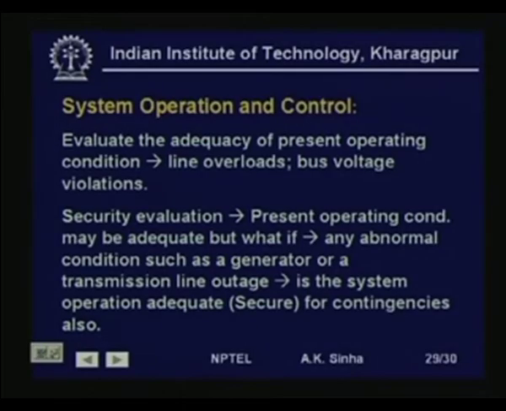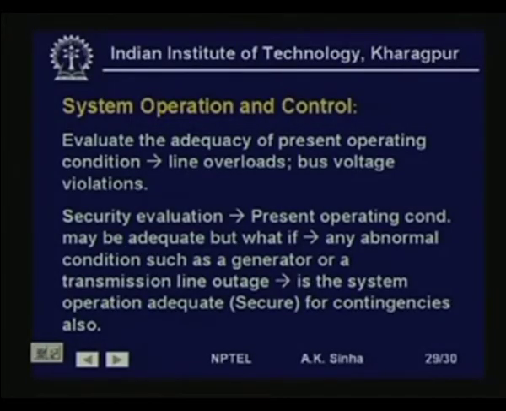But that is not enough, because we cannot say that some outage will not take place. Sometime some outage can always take place, because all equipment cannot work all the time. So, a fault can occur any time on any system. So, what we need to do is check whether our system is capable of taking care of such outages or not, and this is what we call security evaluation. That is, what we say is n minus 1 security.